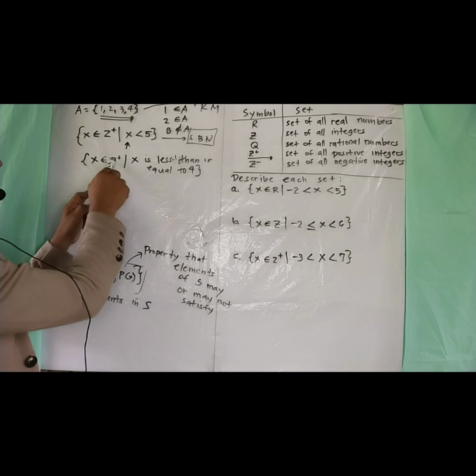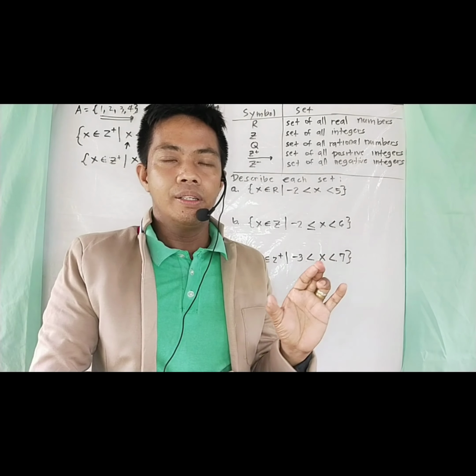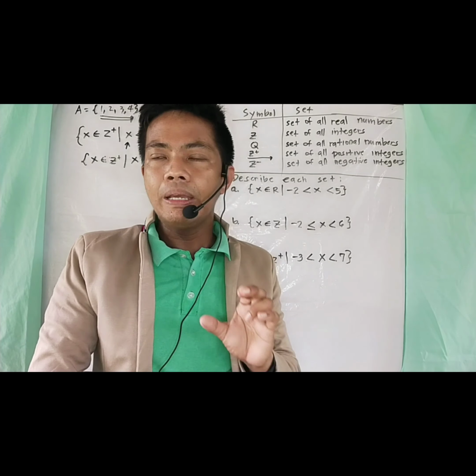By the way, before I forget, let us see how we are going to write a set that has infinitely many elements, or a set that has too many elements to be listed. To do that, we're going to use an ellipsis. For example, what are the elements found in the set of the first 100 counting numbers?